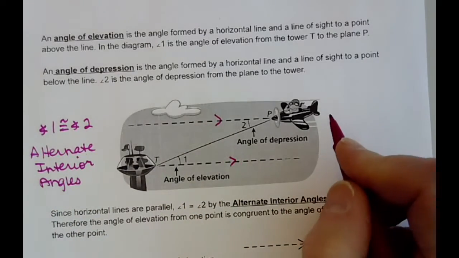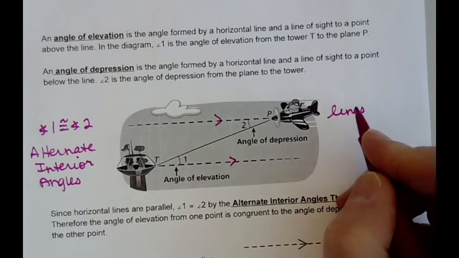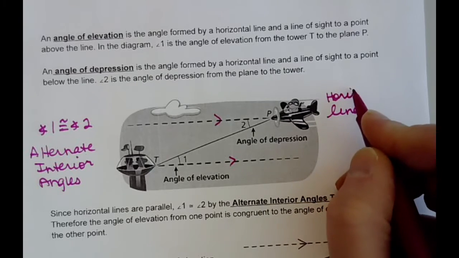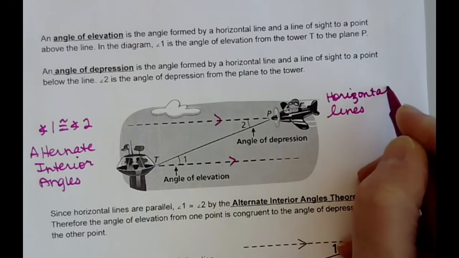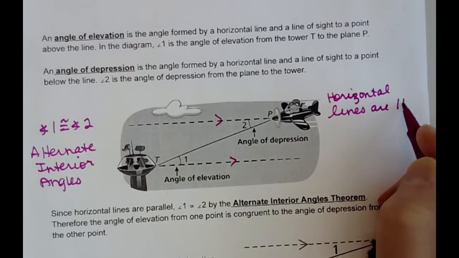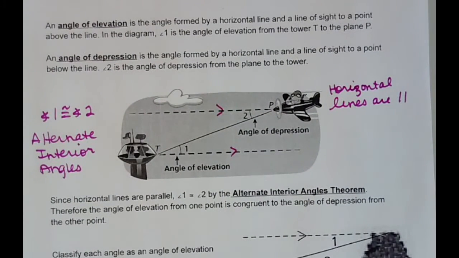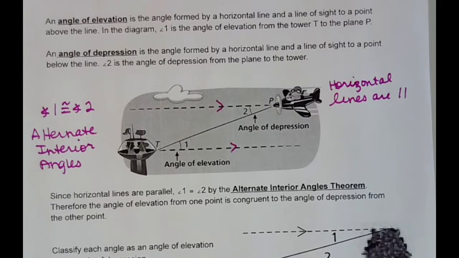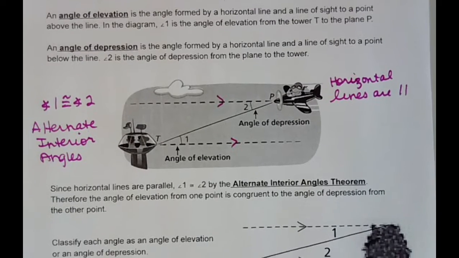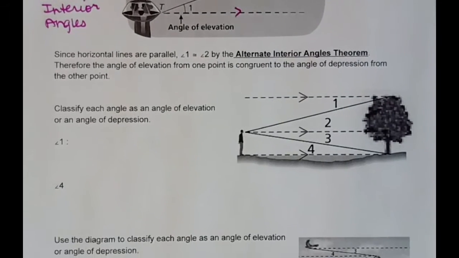Because these are parallel, the horizontal lines. So that means alternate interior angles. So the angle of depression and angle of elevation are really the same measurement. And so if you get confused with which one is which, and you've been given one of the angles, it's okay, you just use the other angle. You just use it as an angle of elevation or depression.